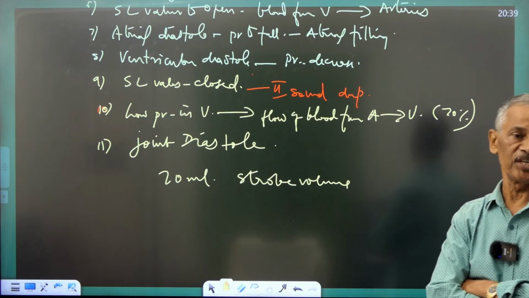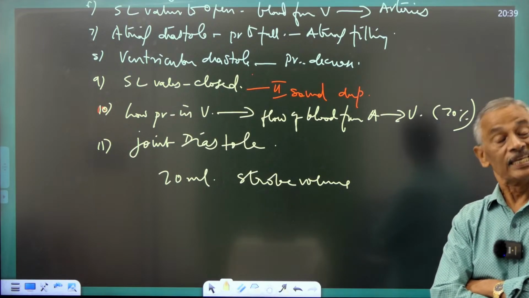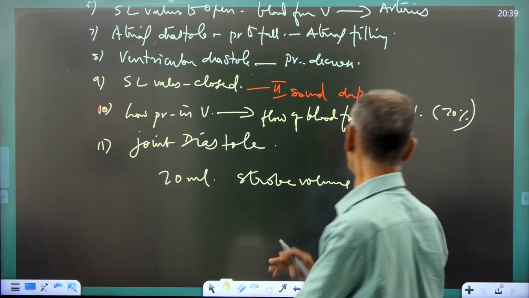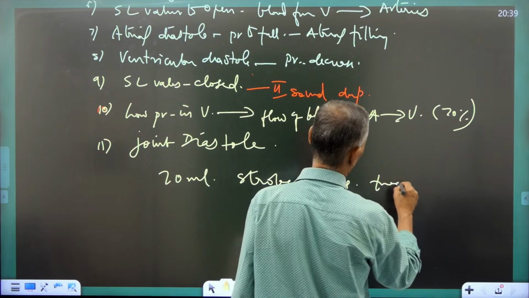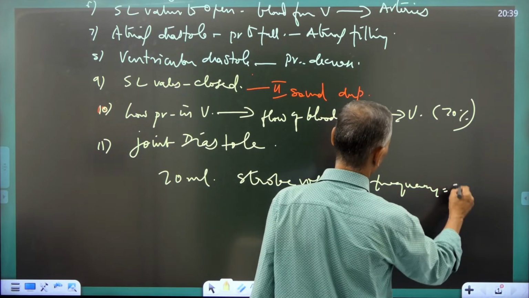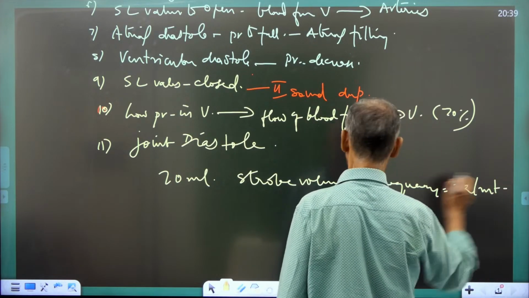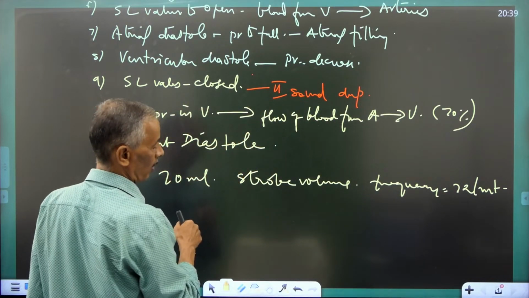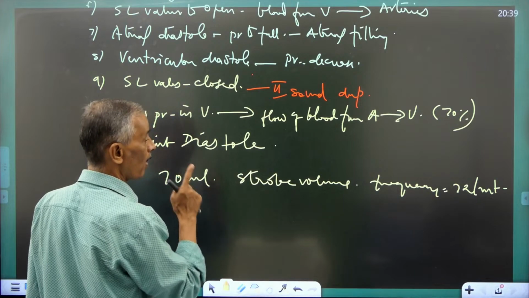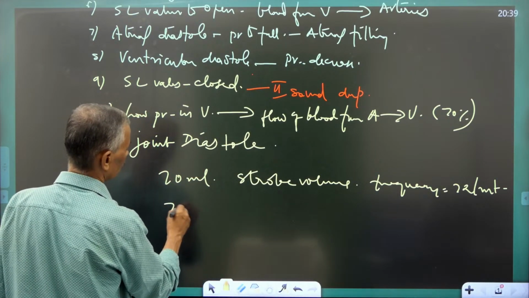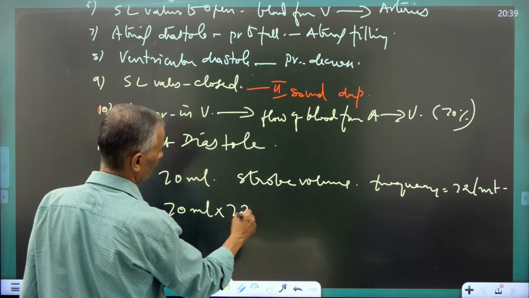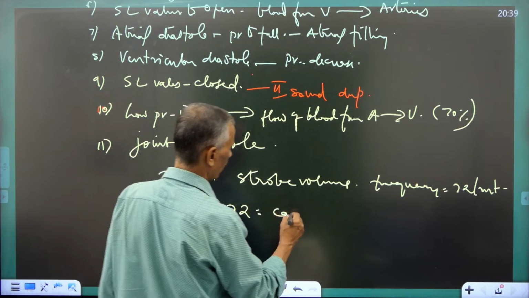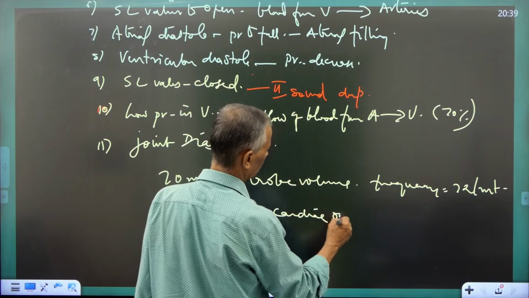It is 70 ml. And in a minute, 72 is the average frequency. So, frequency of heartbeat is 72 per minute. Every time the heart is contracting, 70 ml is pumped. So, what is the volume of blood pumped in 1 minute? 70 ml into 72, stroke volume into frequency. This is called cardiac output.